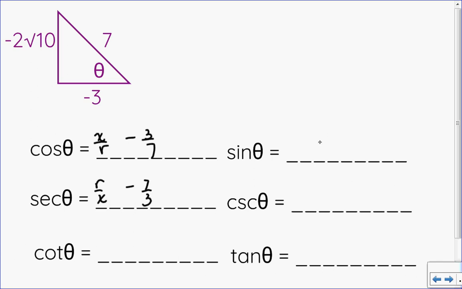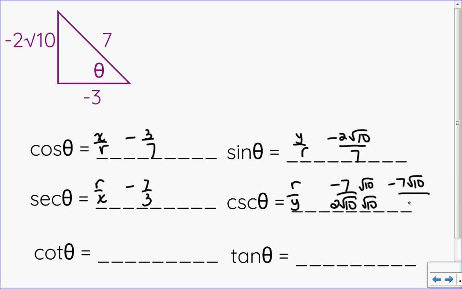Now, sine is y over r, so that's going to be -2√10/7, and I reduce if I can. Cosecant is the reciprocal of sine, so it's r over y. So that will be -7/2√10. Keep the negative in the numerator. And then I will just rationalize my denominator. So I get -7√10 all over √10 times √10 is 10, times the 2 that's already there is 20.